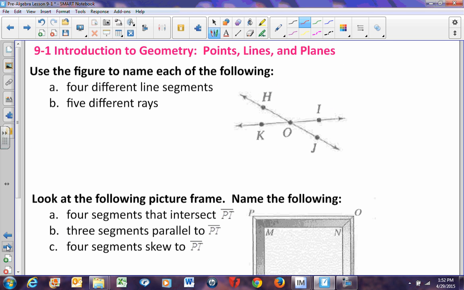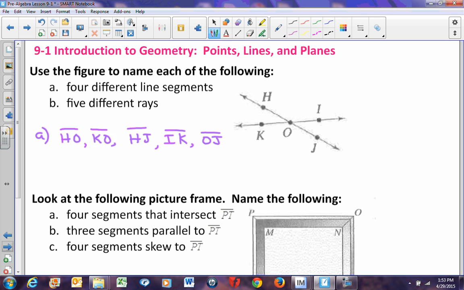Let's use the figure to name each of the following. We need to name 4 line segments that are different. And it doesn't matter which line segments we choose, just any 4. So, for part A here, I'm going to do 4 line segments. That means parts of lines. I could do like HO. I could do KO. I could do HJ. I could do IK. And I could do like OJ. It doesn't really matter. It's any of them that I want. Just make sure they don't repeat the same thing.